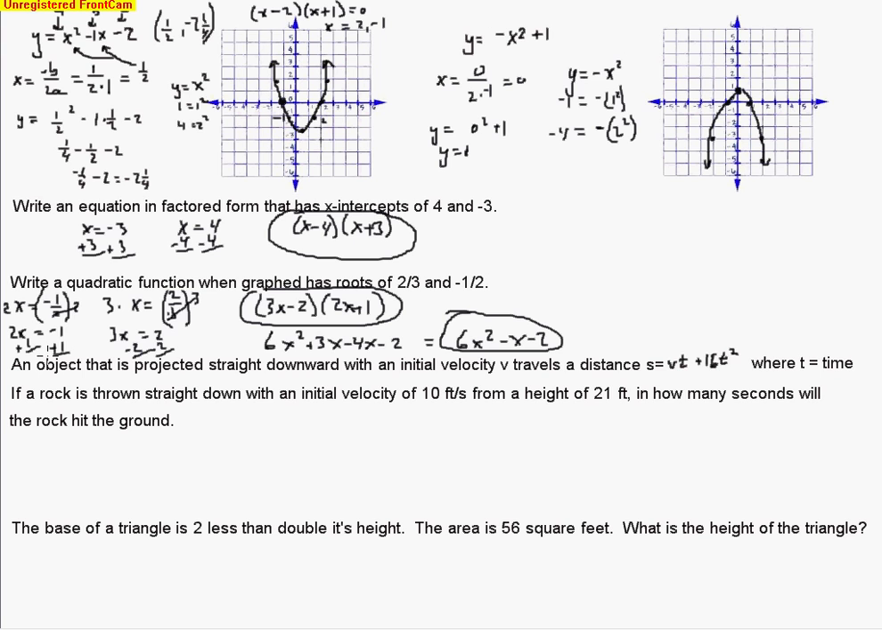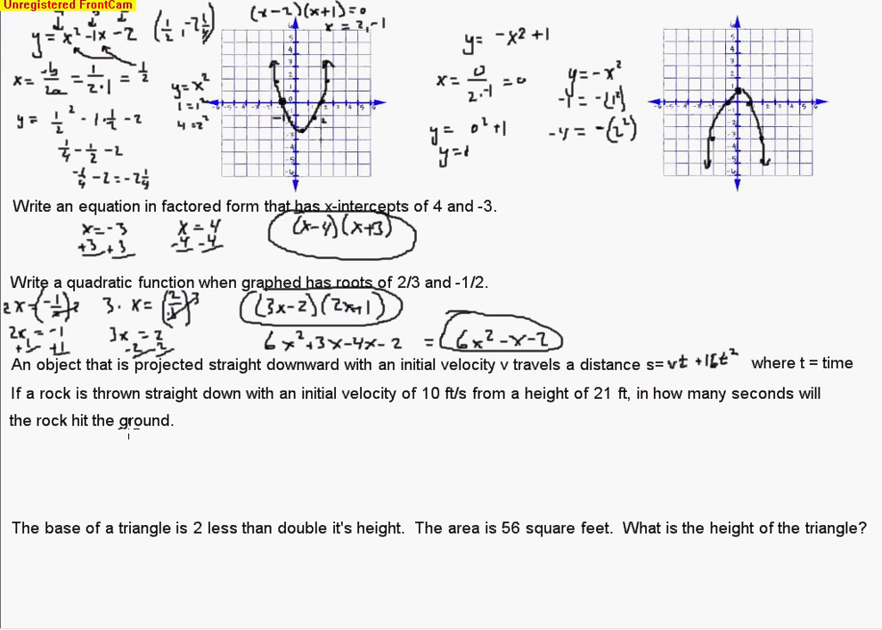Well, the next one is a projectile problem. An object is projected straight downward with an initial velocity of v, travels a distance s, and it equals vt plus 16t squared, and t is equal to time. If a rock is thrown straight downwards with an initial velocity of 10 feet per second from a height of 21 feet, how many seconds will it take the rock to hit the ground?